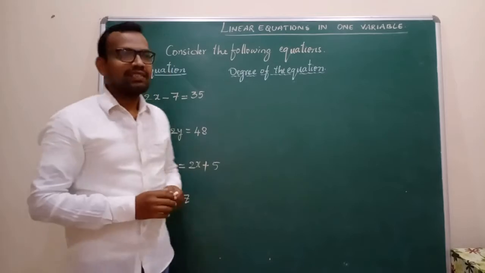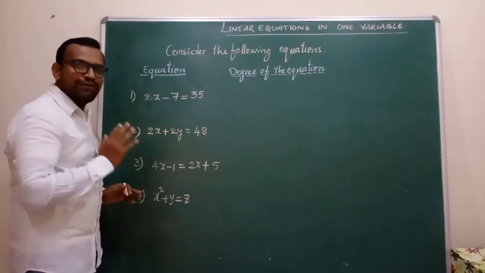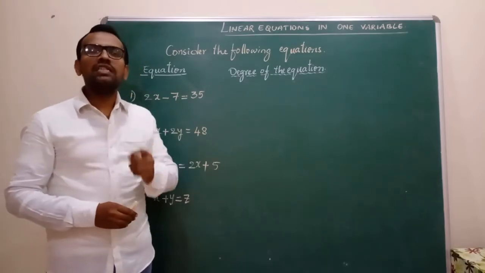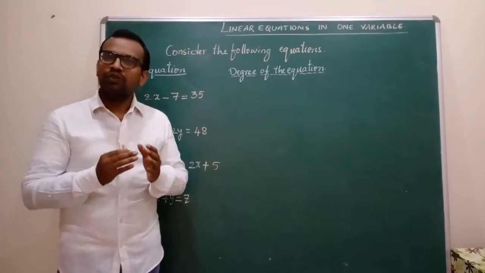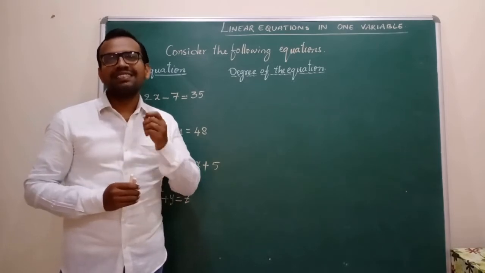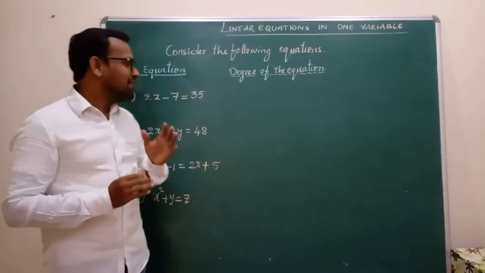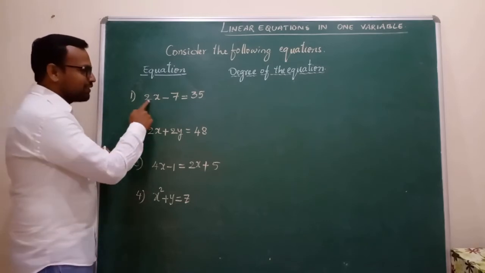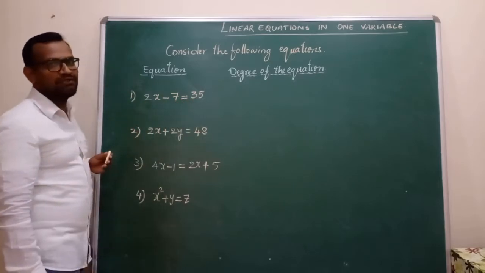Students, let us consider some equations. We have 4 equations given, and let us write what is the degree of those equations. We know that the degree of an equation is nothing but the highest power of the variable present in the equation. So let us see the first equation. What is the equation given here? 2x minus 7 is equal to 35.